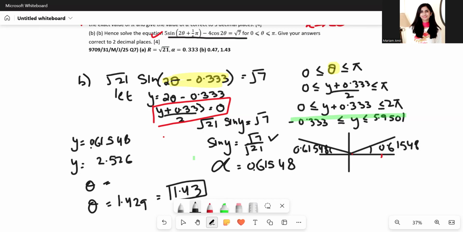Now I'll use the other y, 0.61548 plus 0.333 divided by 2. I get 0.47424, which rounds to 0.474. Oh no, 2 decimal places. Do not blunder like that. So this is the other value of theta, 0.47. And this question is done.